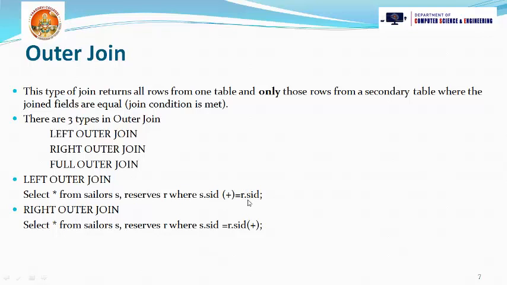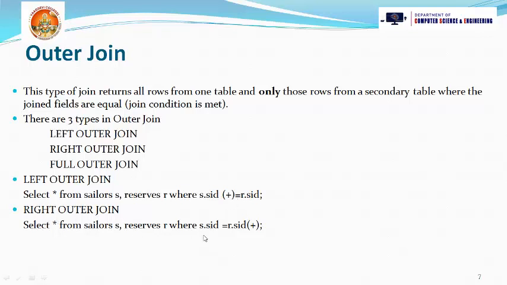On the right side we have the reserves relation. So from the left relation we will get all the tuples, whether they are matching or not. But from the right relation we will get only the tuples satisfying the given condition. So in left outer join we will get all the records from the sailors relation, but from the reserves relation we will get only the records satisfying the given condition. So we have to use this plus operator on the left side of the equal to operator. It will represent the left outer join.